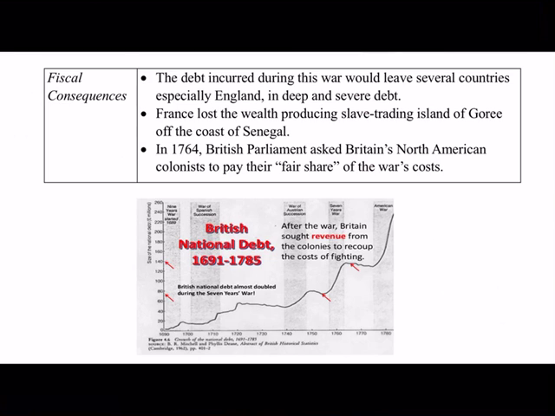and then continuing after. So in 1764, the British Parliament is going to ask their North American colonies to pay, quote-unquote, their fair share of the war's cost. They believe that since the majority of the war took place in the colonies, the colonists should hold some fiscal responsibility.